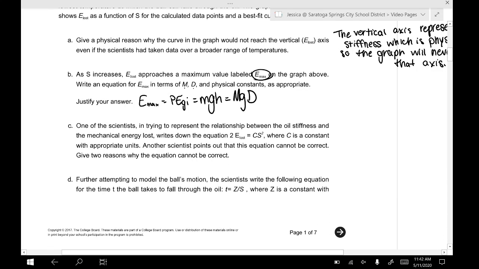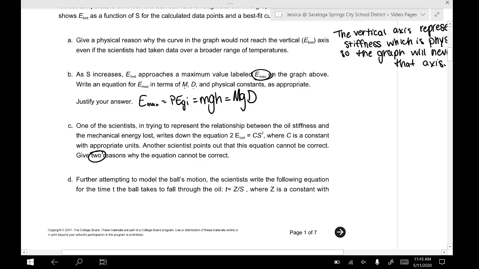Okay, so some of the scientists are trying to represent the relationship between the oil stiffness and the mechanical energy loss, and writes down the equation 2E lost is CS squared, where C is a constant with appropriate units. Another scientist points out that this equation cannot be correct. Give 2 reasons why the equation cannot be correct. So I need 2 reasons.